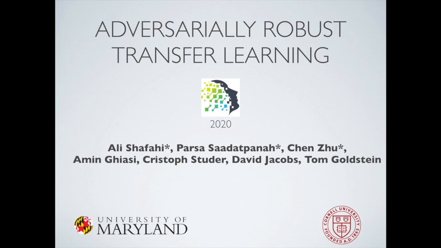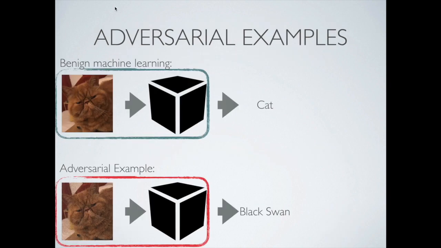Hi, today I will be describing our work titled Adversarially Robust Transfer Learning, which can be useful for training robust models in settings where we have limited training data. Let's start off by giving a very brief introduction to adversarial examples.